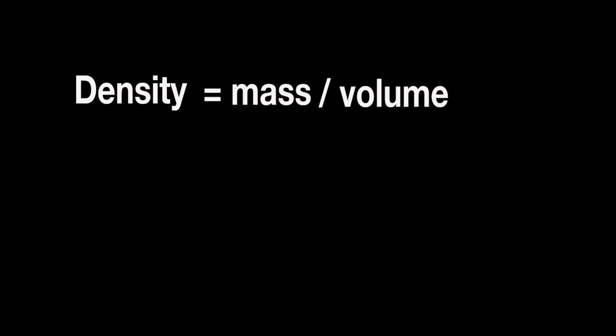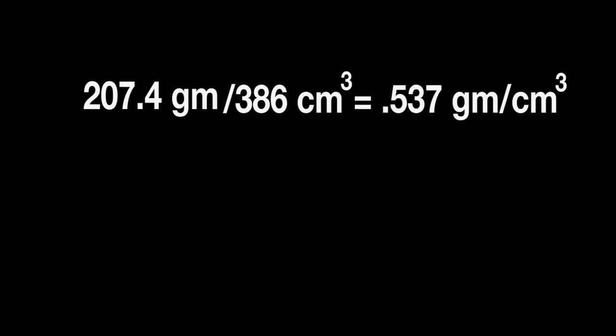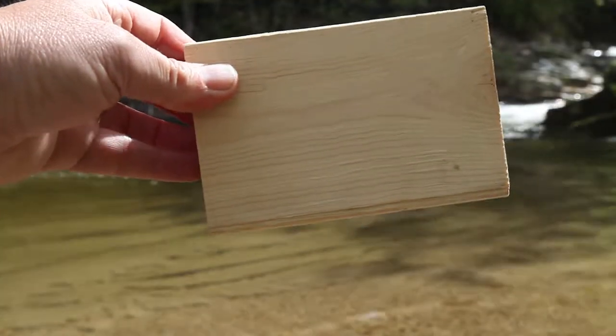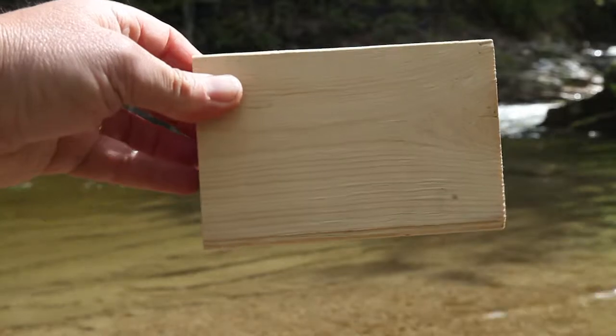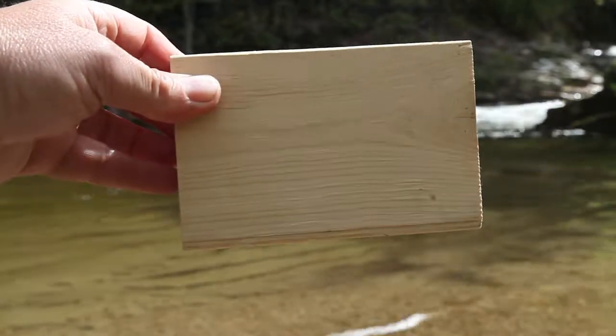Next, all we have to do is divide the mass by the volume. We divide the mass of 207.4 grams by the volume of 386 cubic centimeters to get a density of about 0.537 grams per cubic centimeter. The density of the wood is 0.537 grams per cubic centimeter.